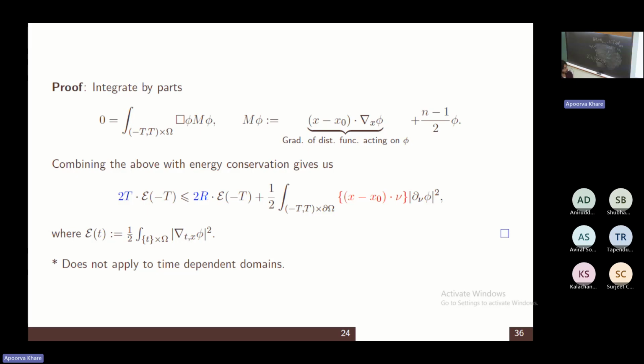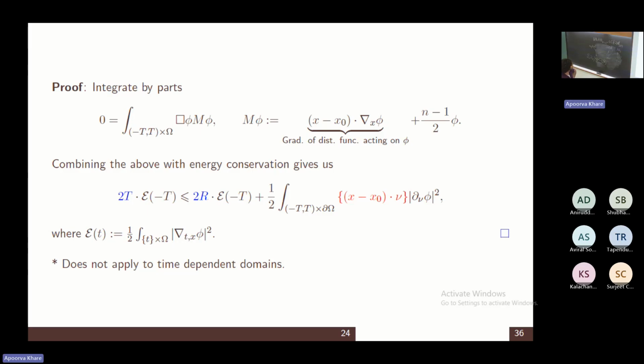You take the box operator acting on phi, multiplied with some multiplier. The multiplier that Ho and Leon chose was of this type: the gradient of the distance function. The distance function is just |x minus x naught| squared. There is a zeroth order term, but that is not very important now. You multiply with this, do integration by parts and energy estimates, and you will arrive at an estimate of this type.